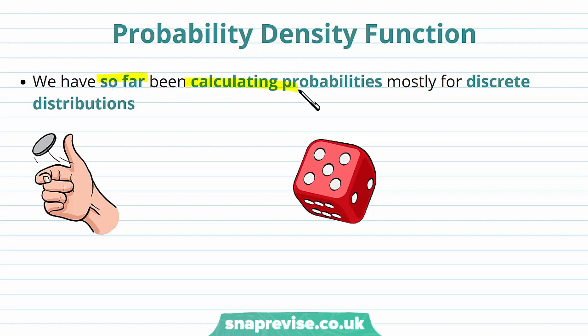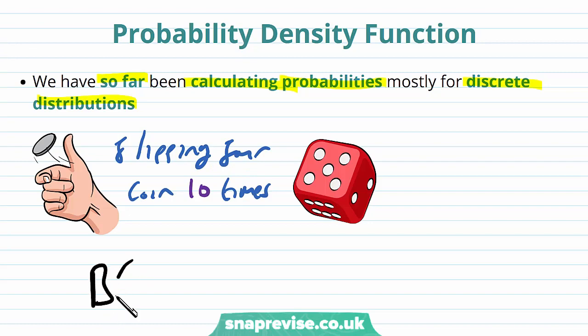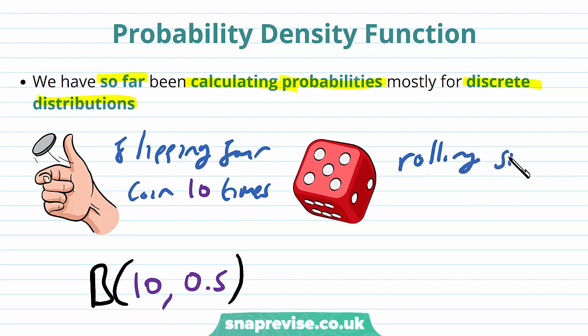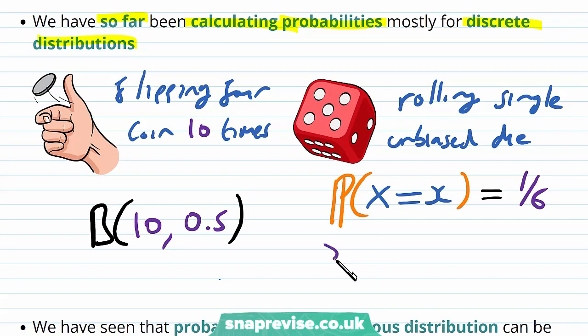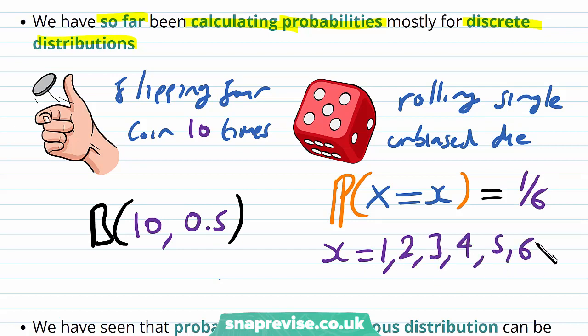We have so far been calculating probabilities mostly for discrete distributions. Let's say we are flipping a fair coin 10 times. Then we can model this using a binomial distribution with index 10 and parameter 0.5. Similarly, we could be rolling a single unbiased die. Then the probability that X is equal to little x is 1/6 for all values of x, and the values of x we can take are x equals 1, 2, 3, all the way up to 6. These are both examples of discrete distributions, the binomial distribution and the discrete uniform distribution.